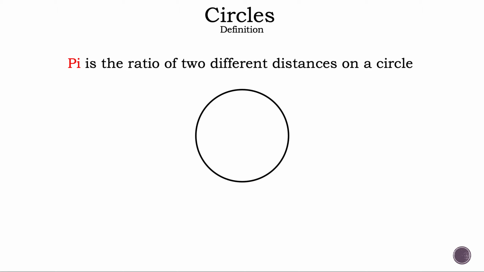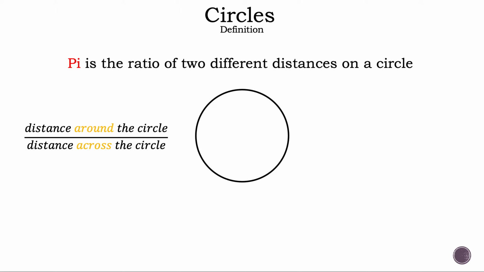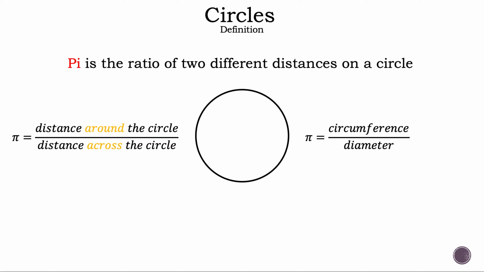Now let's talk about what pi is. Pi is the ratio of 2 different distances on a circle. And those distances are the distance around the circle, which we've already talked about, and that is the circumference, and the distance across the circle, which we've already talked about, and that is the diameter. So let's go ahead and write it like that, where it is circumference over the diameter. And so we can say pi is equal to the distance around the circle over the distance across the circle, or we could just say pi is equal to circumference over diameter.